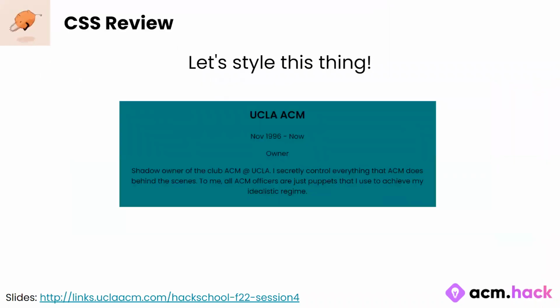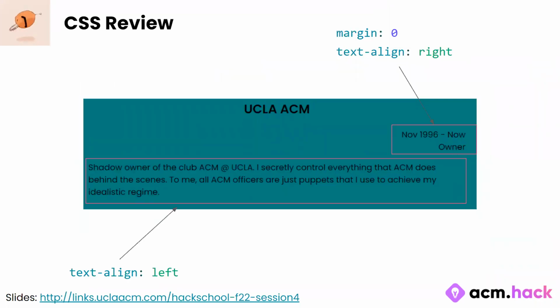So in our demo, we're going to try to style this. So we have every item looks like this, but we want to style it. So this is a little bit of CSS review. So first things first is I want to align the text, right? Because we want the description to be left aligned, so we apply the left align property. We want the start date, end date, and the title to be right aligned, to be on the right side, so we applied the text align right property. And then I also did a margin 0 to get rid of all the spacing so it can be closer together.